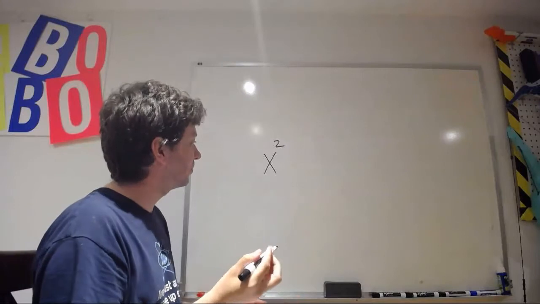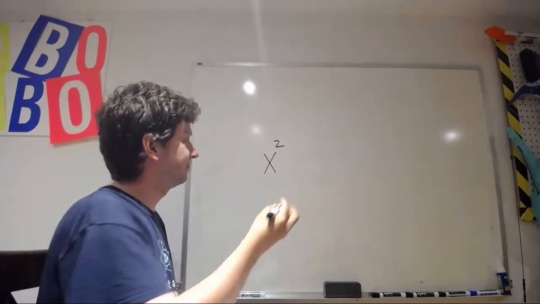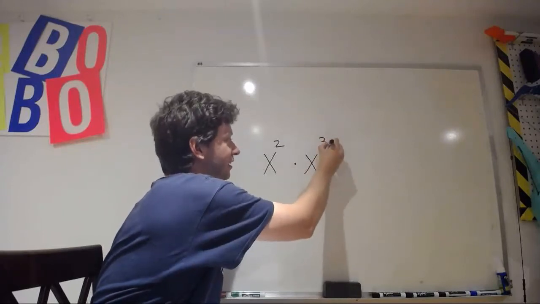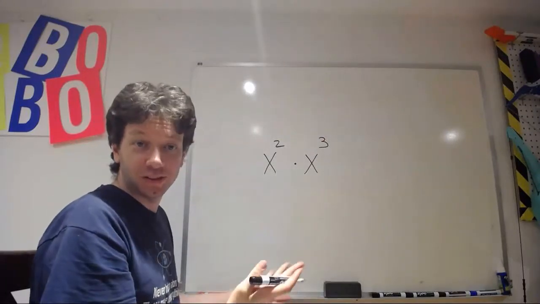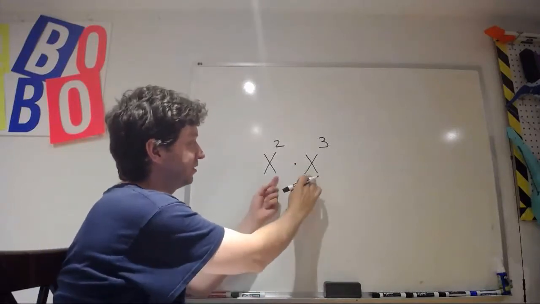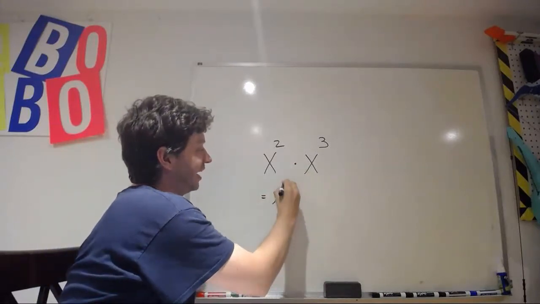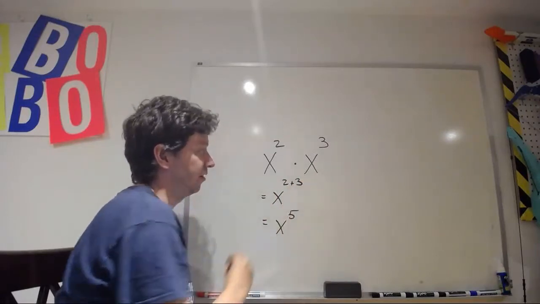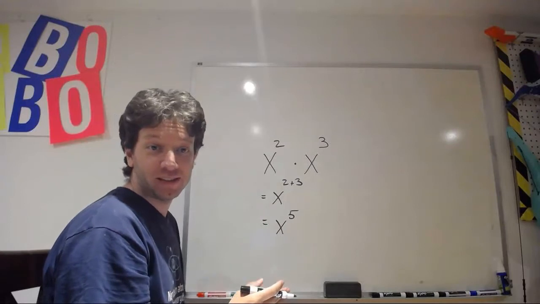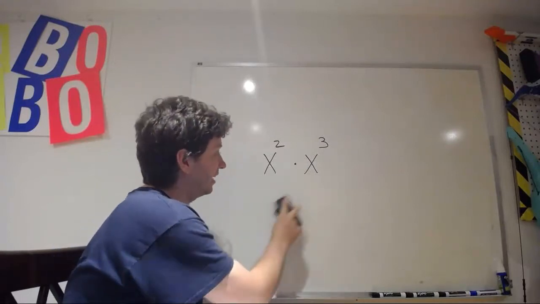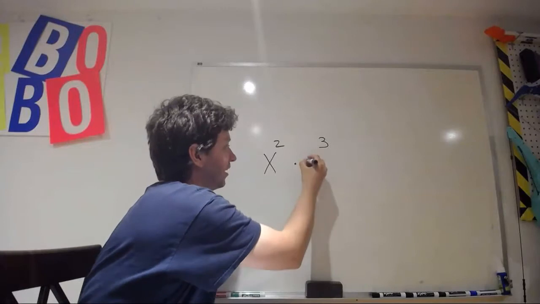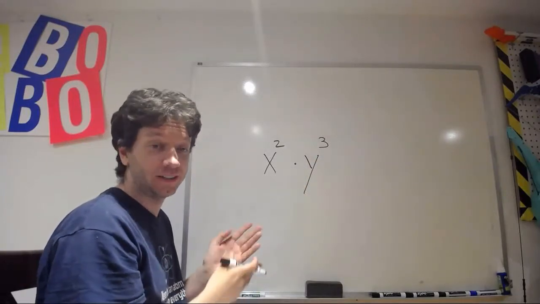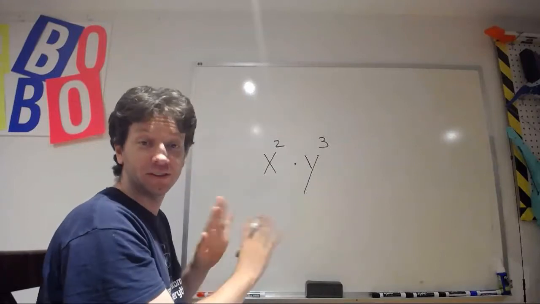Now remember the exponent laws. If we are to multiply with a similar base, what would we do to the exponents? If you're multiplying 2 similar bases, then you're going to add the exponents, 2 plus 3. So we get x to the 5. You can only do this if the bases are the same. If I had y to the 3 instead of x to the 3, there's nothing I can do there. You can't simplify it any further. It's done.